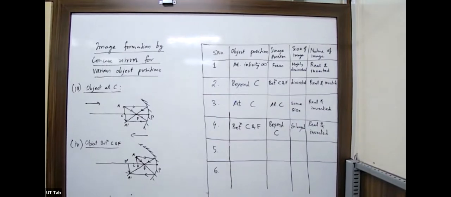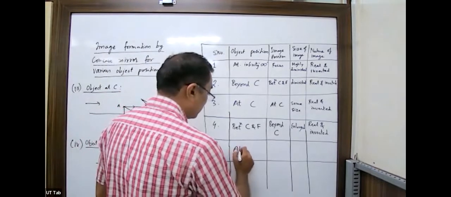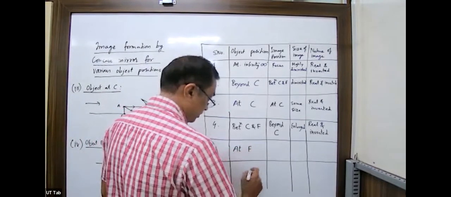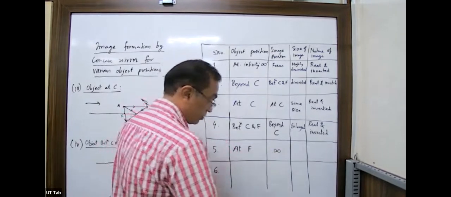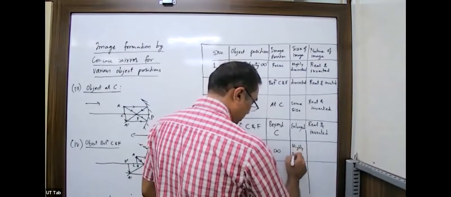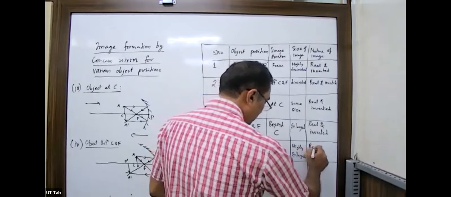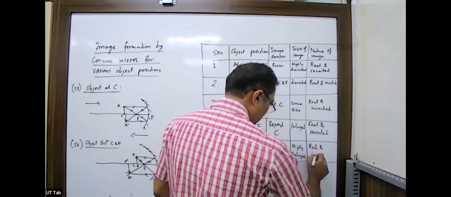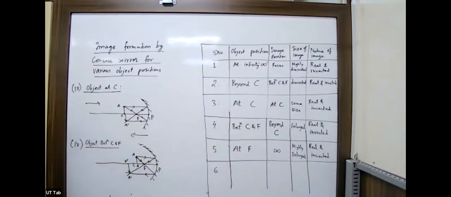Can you try the next one? What is the object position? At F. So the image will be at infinity, highly enlarged, real and inverted. You will draw the diagram and then I will correct it if there is any mistake.